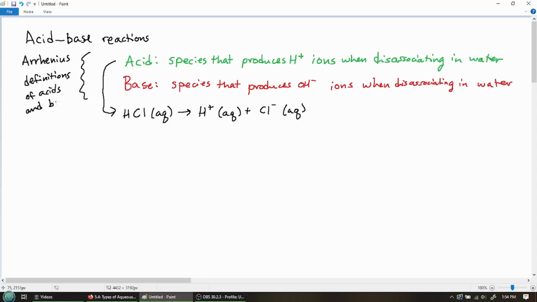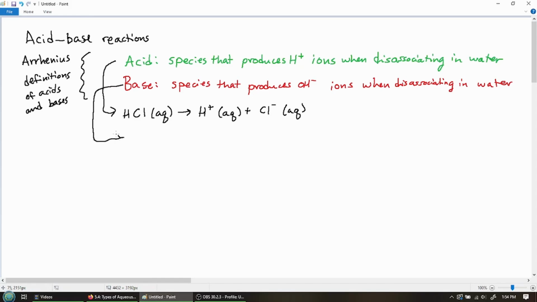In other words, these are one way of conceptualizing what the effect of an acid and what the effect of a base is. What is an acid? It's a species that splits apart and produces H+ ions. What's a base? It's a species that splits apart and forms OH- ions.